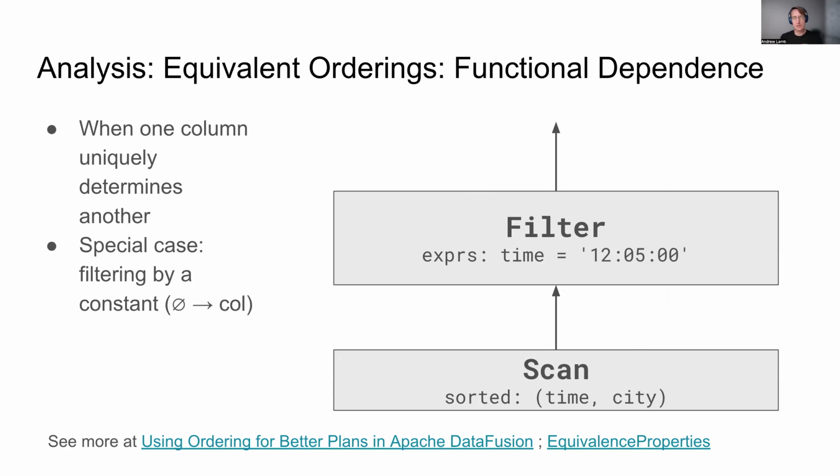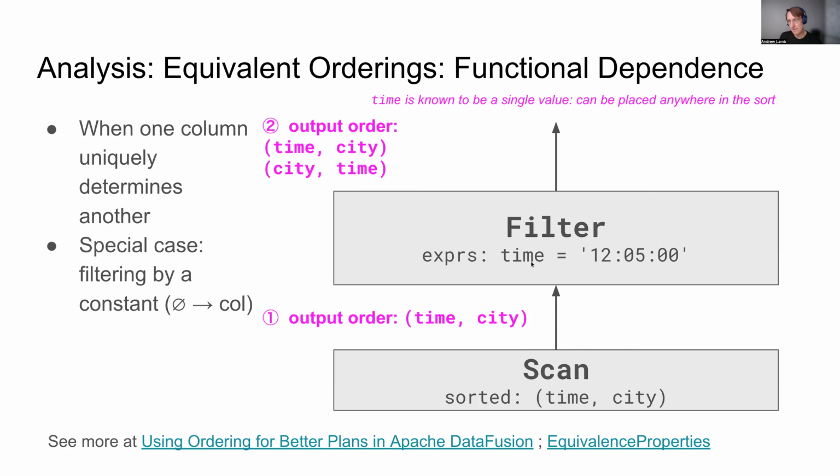Another interesting equivalence analysis you can do is something called constant expressions. Which is actually fairly common in database systems, this is sort of a more general concept when you have a functional dependency, and I'll talk about the special case of constant expressions. So for example, you have a filter that says I only want the rows where time is equal to 1205. Well, if you know the input was sorted by time and then city, after this filter, you know that all the rows have the same value of time. So because of that, the actual output order is known.